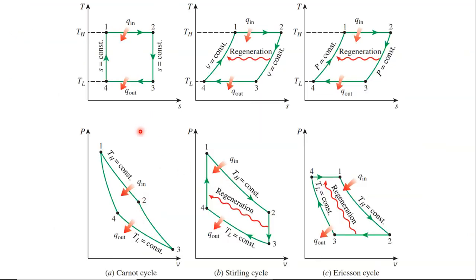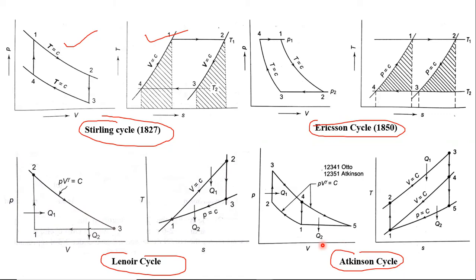Okay, so again here the same thing, a comparison between the Carnot, Stirling and Ericsson cycle has been shown, as we had seen previously. Next, we have completed the Stirling cycle and we have completed the Ericsson cycle. Now we'll see the Lenoir cycle and Atkinson cycle.